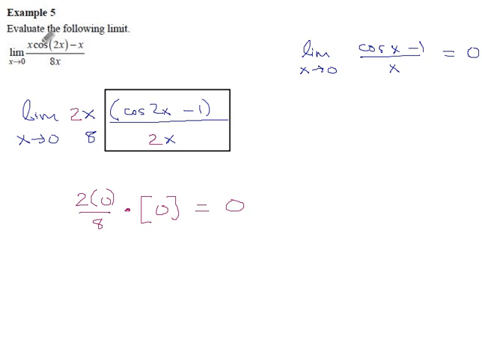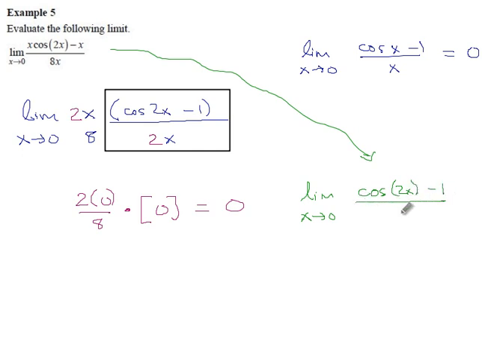By the way, while we're at it, you might have noticed there's another way we could have dealt with this limit. Let's take a look here. Notice that the numerator and the denominator are all divisible by x. They all contain a factor of x. That means instead of doing this limit theorem, we could have simply said divide the top by x, which gets us cosine 2x minus 1 over, divide the bottom by x, and we get 8.